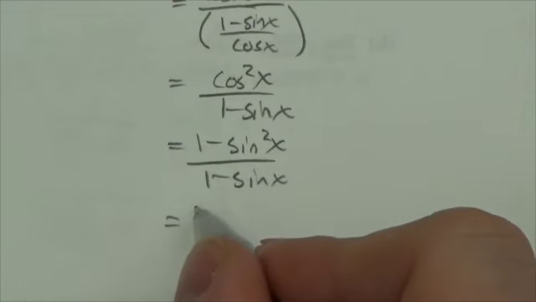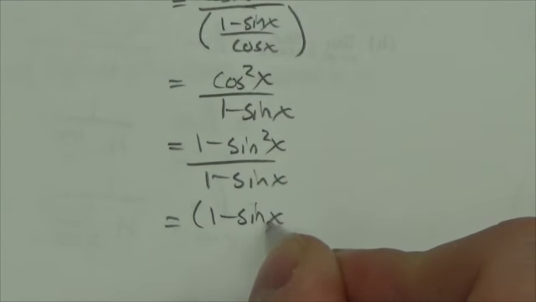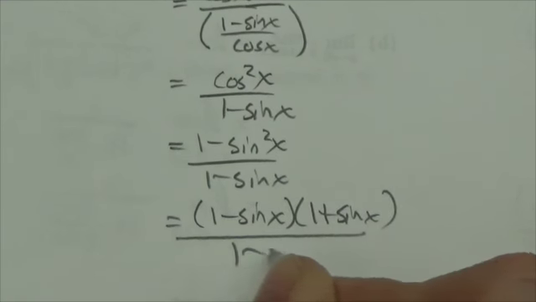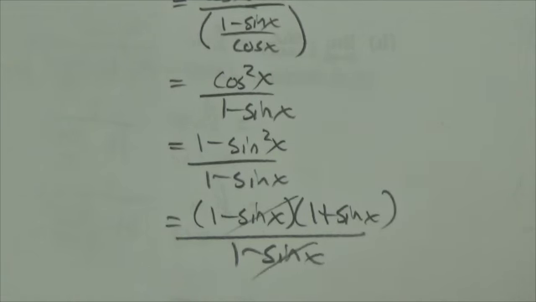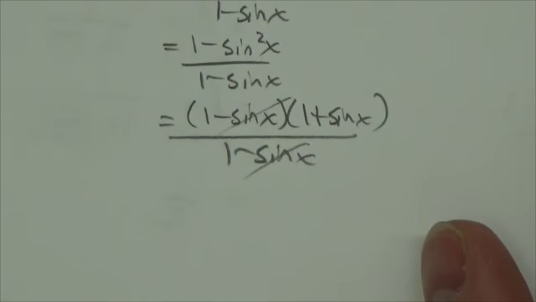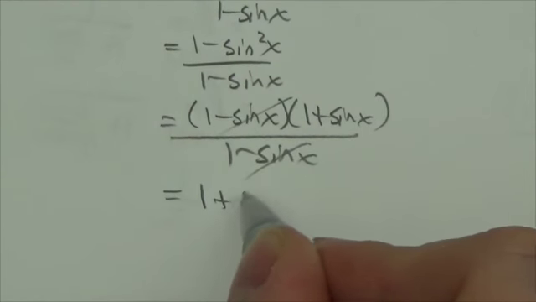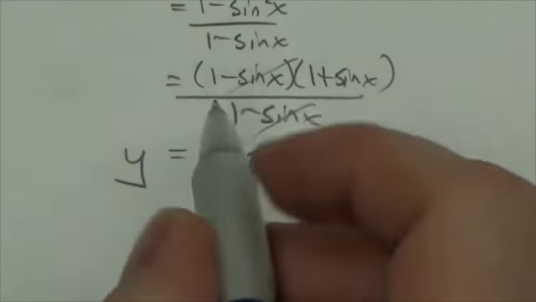But I know that 1 minus the sine squared of x is a difference of squares, so 1 minus the sine of x times 1 plus the sine of x, all over 1 minus the sine of x. Those are going to go away. 1 minus the sine of x divided by 1 minus the sine of x is 1. And so I'm left with 1 plus the sine of x. So y equals 1 plus the sine of x.